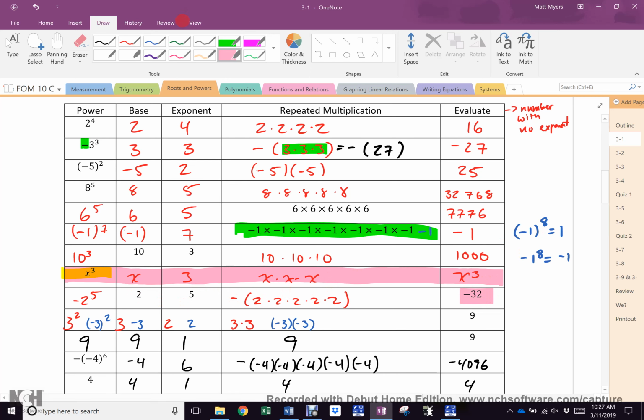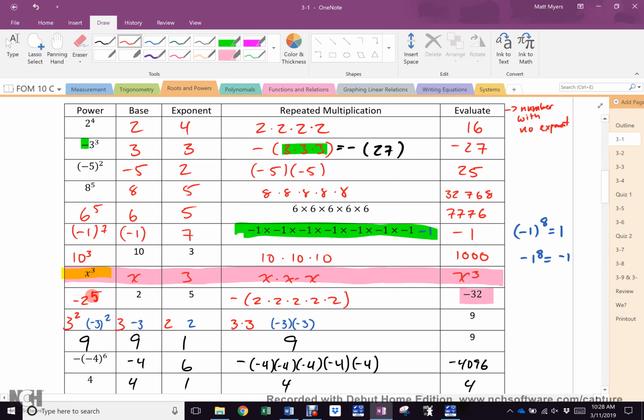Everybody cool? I also could have done this. Except there's a problem with that. Some kids say, well, I just put brackets there. Why is that not okay? Because I tell you right here that the base has to be 2. Once I put brackets there, what's the base? Negative 2. Everybody cool with that? That's why this one is written that way.